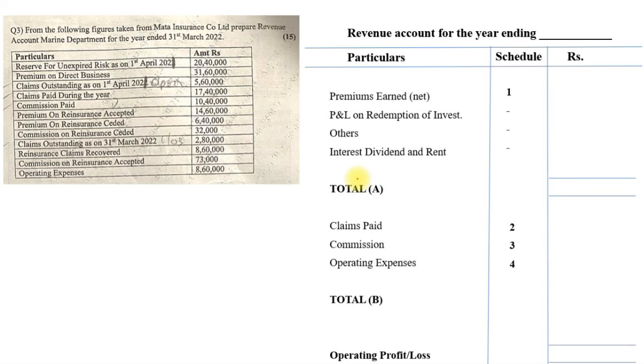I'll get the total, then I'll have my expenses, under which I have claim paid, commission paid, operating expense. Once I get my expenses, then I will total it up, and the total will be either my operating profit or operating loss. So that's the basic format of your revenue account for your marine department as well as your fire insurance department, because it will be a similar format. Now, schedule number 1 is based on premium earned. So let us start solving, working note number 1.